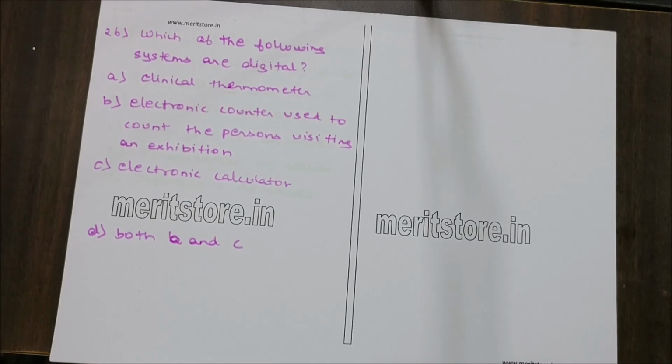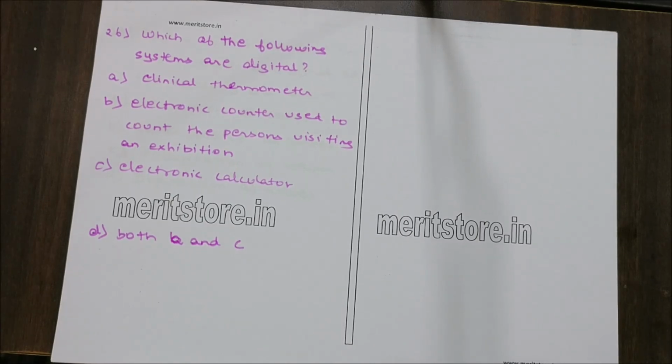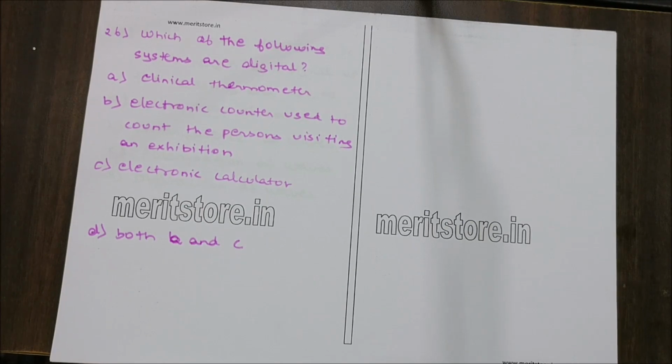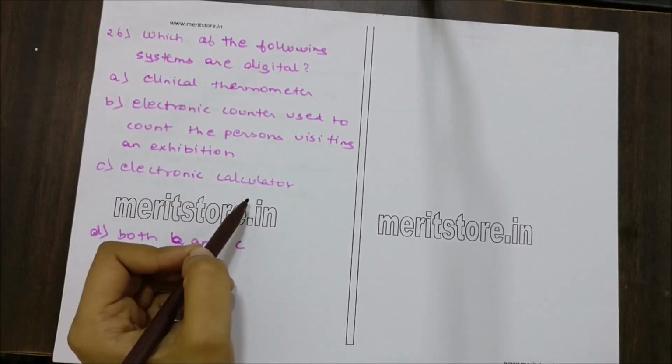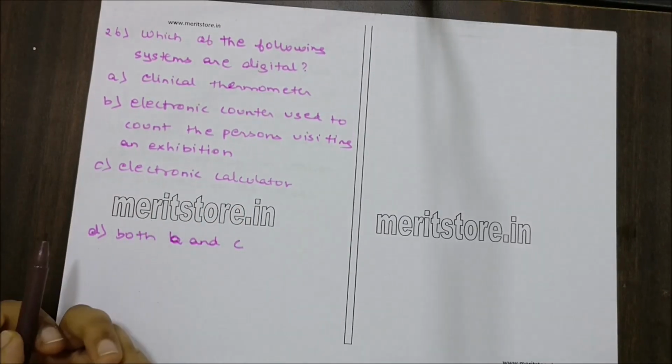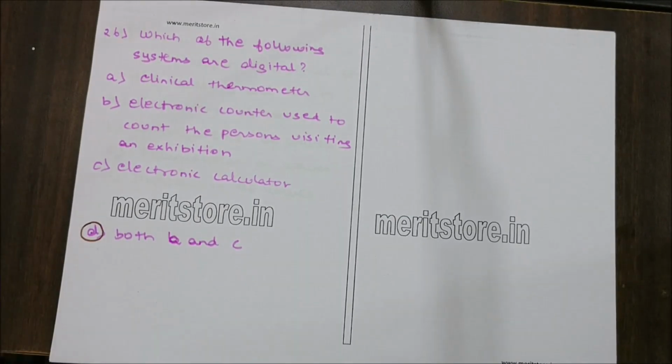Question 26. Which of the following systems are digital? A. Clinical thermometer, B. Electronic counter used to count the persons visiting an exhibition, C. Electronic calculator, D. Both B and C. Over here the electronic counter is used to count the people, that is finite. Even the electronic calculator will calculate finite quantities. So over here D, both B and C is the correct option.